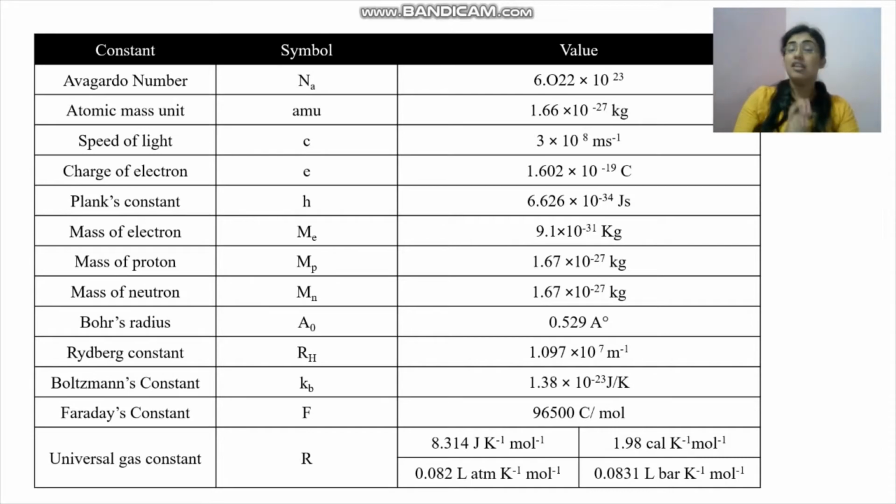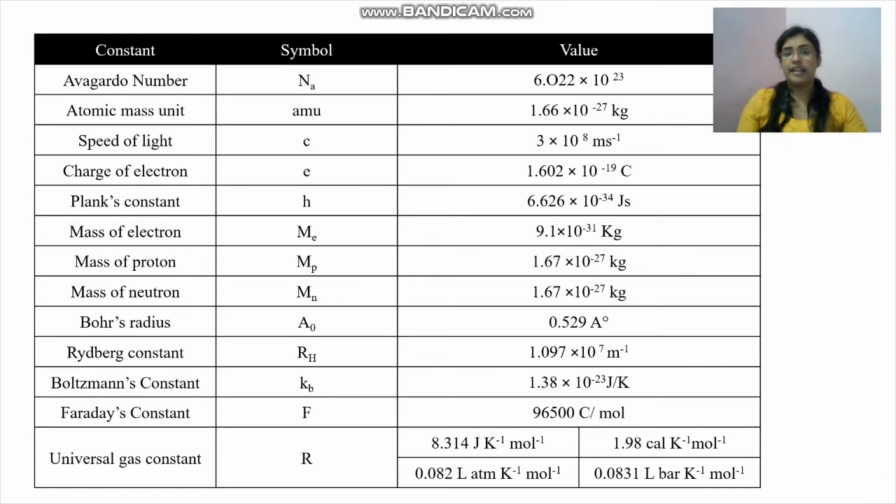And next is the Boltzmann constant, Kb. This constant we find in the kinetic theory of gases. When we study the kinetic theory of gases, we have this Boltzmann constant and its value is 1.38 into 10 raised to minus 23 joule per Kelvin.